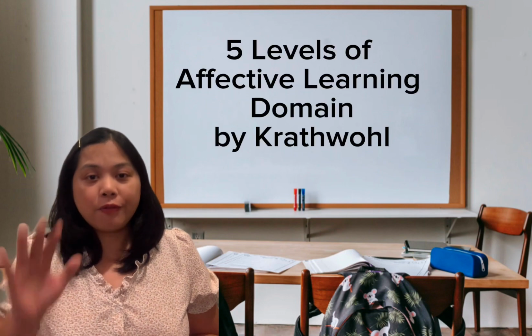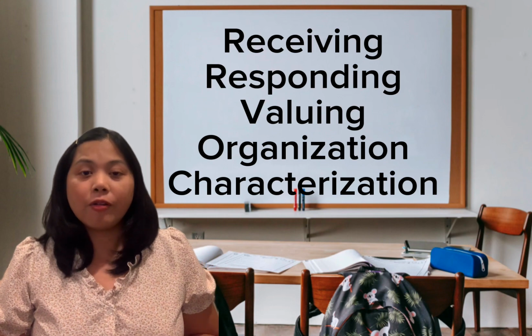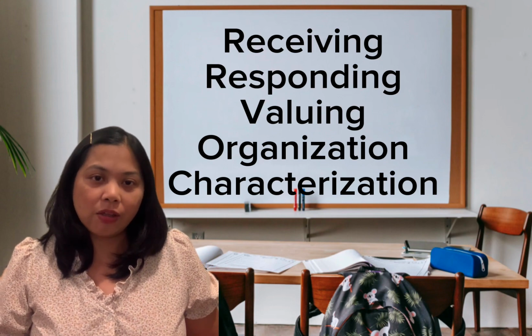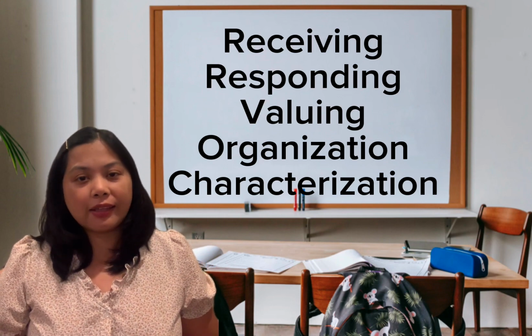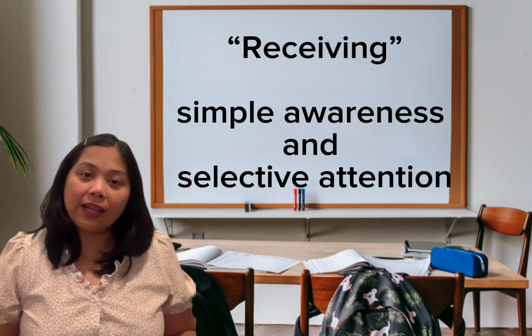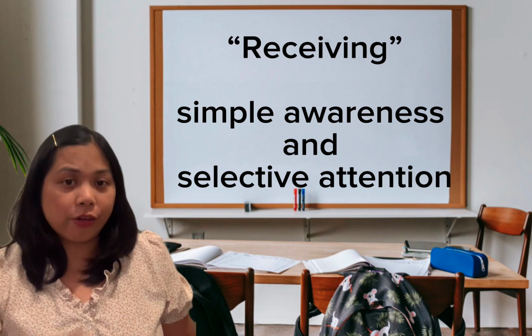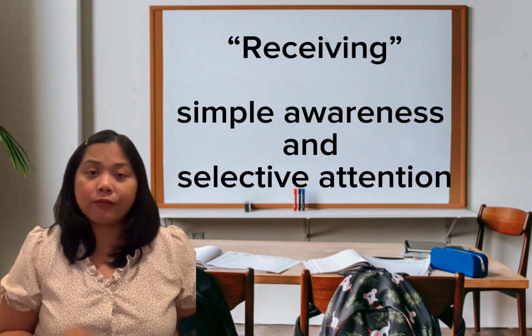Krathwohl proposed 5 levels of affective domain, and they are receiving, responding, valuing, organization, and characterization. In receiving, the focus is on simple awareness and selective attention. In this level, we may ask ourselves, is the learner aware of or responding to the environment?